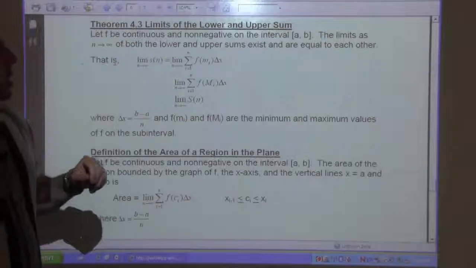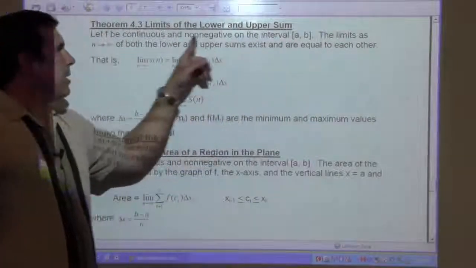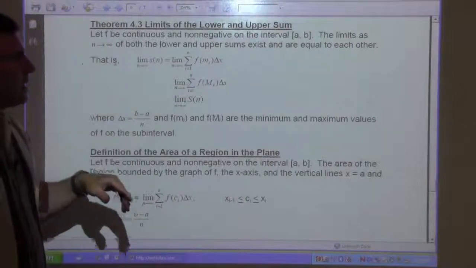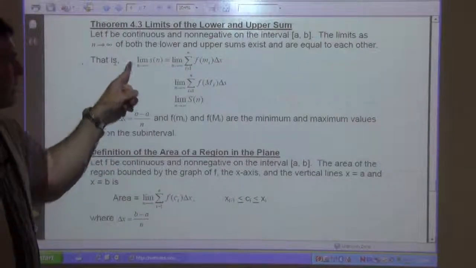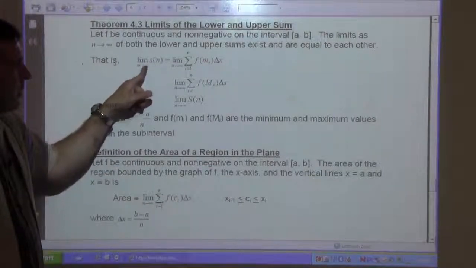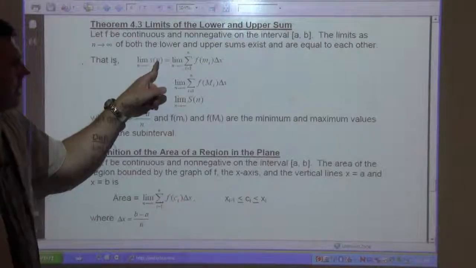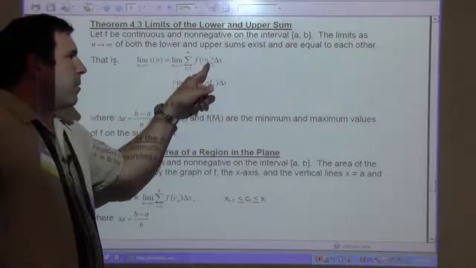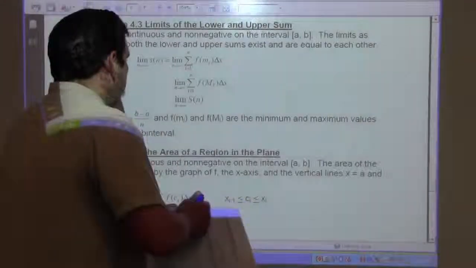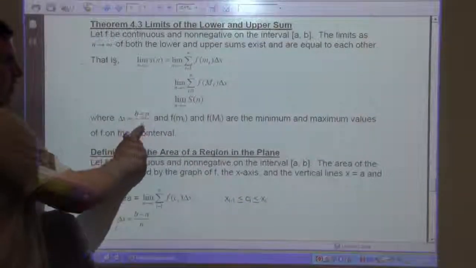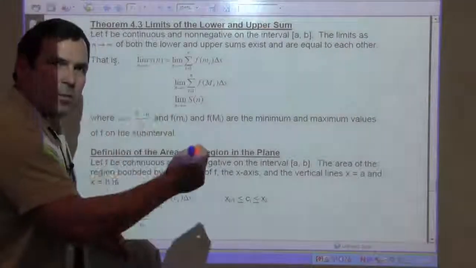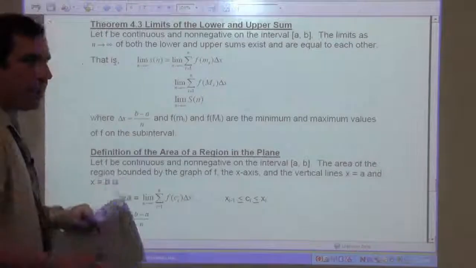So let f be continuous and non-negative on the interval from a to b. The limit as n goes to infinity of both the lower and upper sums exist and are equal to each other. That is, the limit as n goes to infinity of s sub n, the limit as n goes to infinity of the sum i going from 1 to n of f of m i delta x. And it's key to point out here that delta x is b minus a over n. So you have infinitely small intervals. So if you have an infinite number of intervals, you're going to have the actual area.